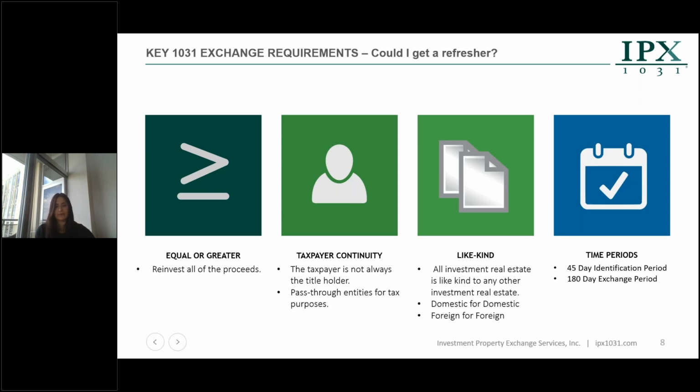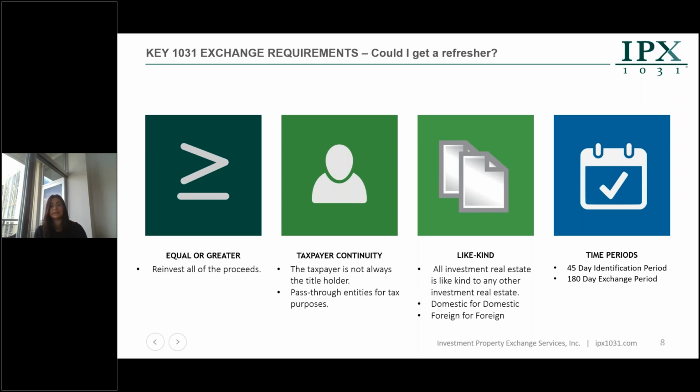Another rule is that you have to maintain taxpayer continuity, and that's really just a fancy way of saying that the taxpayer that sold the old property has to be the same taxpayer that's buying the new property. So if you have a partnership that's selling the relinquished property, that same partnership has to be the taxpayer on the replacement property.